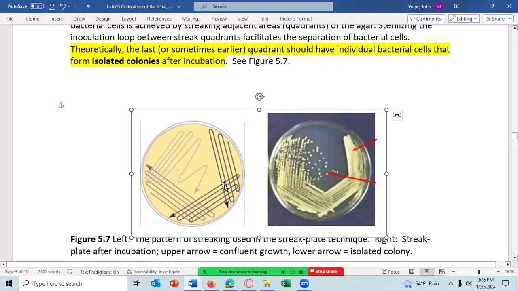And it's also possible that the isolated colonies could happen in sector 2. Or even if you had a really dilute sample of bacteria to begin with, it's possible to get your isolated colonies in sector 1. Any question about any of that?